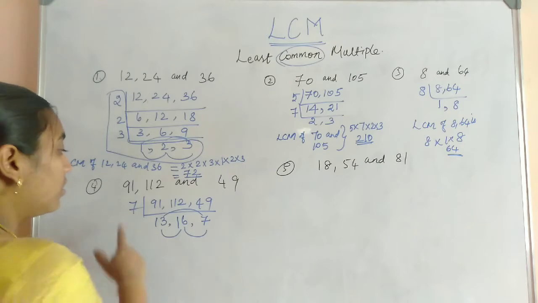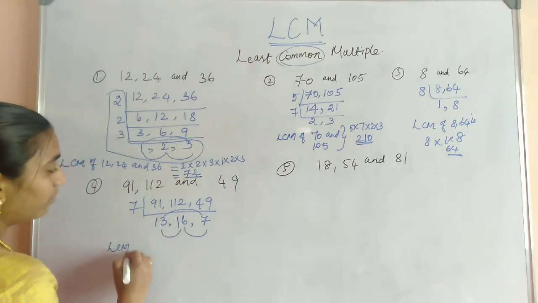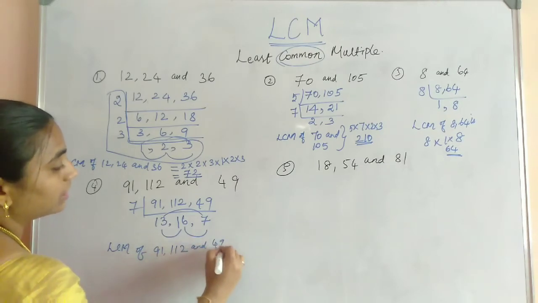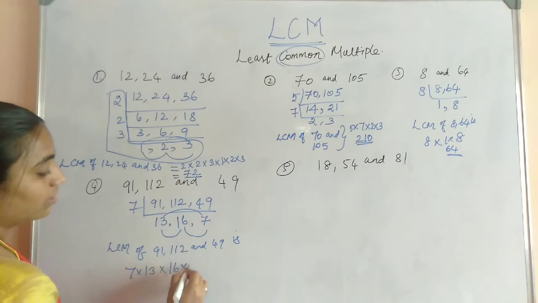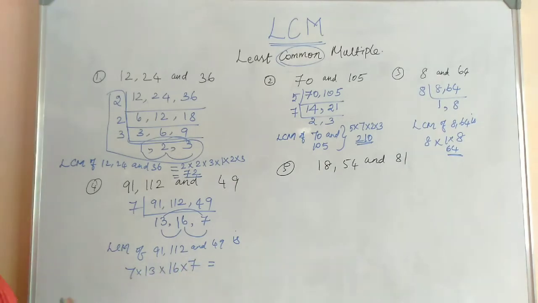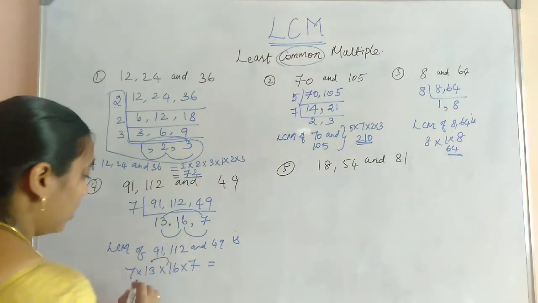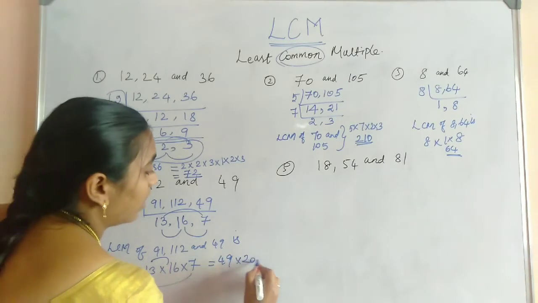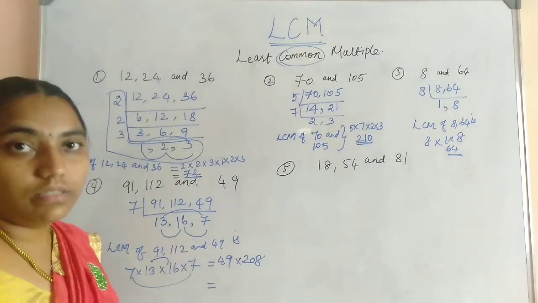So what is the result? You should multiply all the numbers. So the LCM of 91, 112 and 49 is just 7 into 13 into 16 into 7. So 13 into 16, and 7 7s are 49. 13 into 16 is 208. So for the final answer, you just multiply these two.